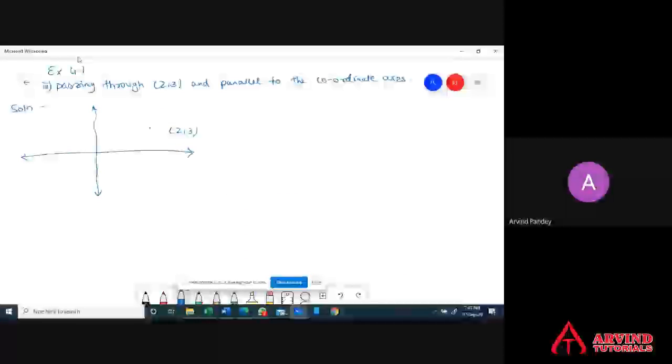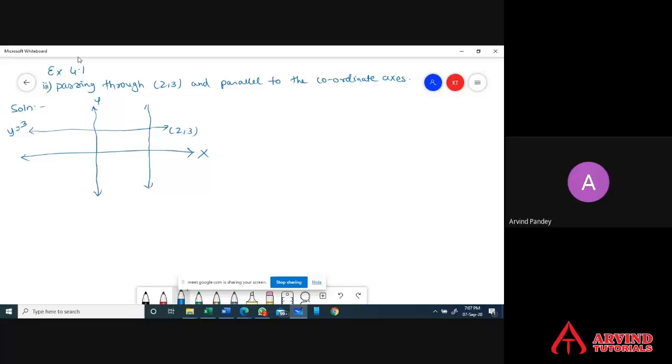2 comma 3. See, the line passing through 3 and parallel to your x-axis will be y equal to 3, and the line passing through the point and parallel to your y-axis will be x equal to 2.